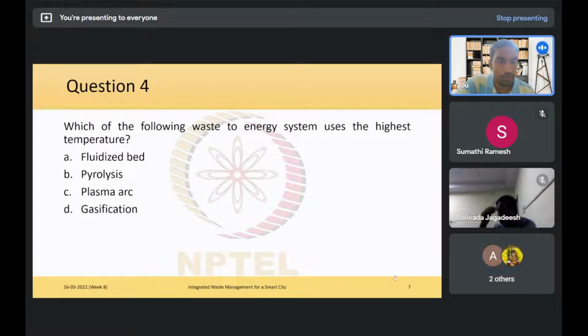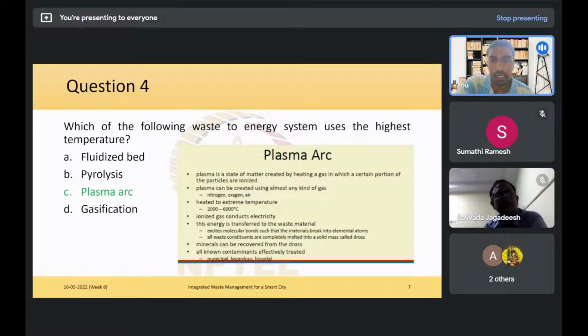Okay, we have a few answers, which is option C. Any other answers before we look at which is the correct one? Okay, so let's look at the answer. It is option C, plasma arc, right? So this is an advanced technique of waste to energy system, right?